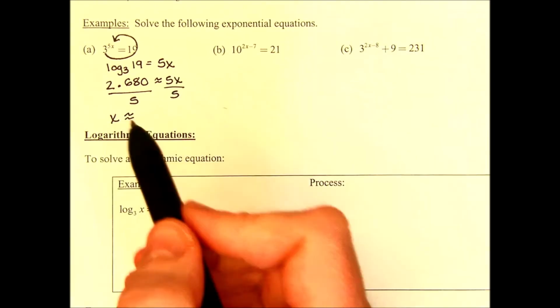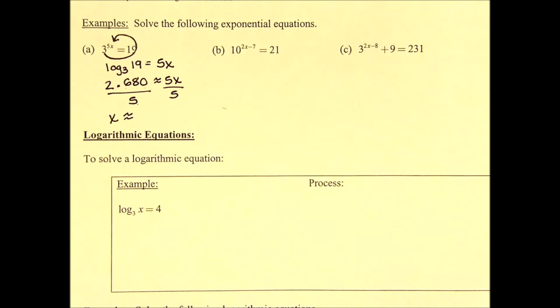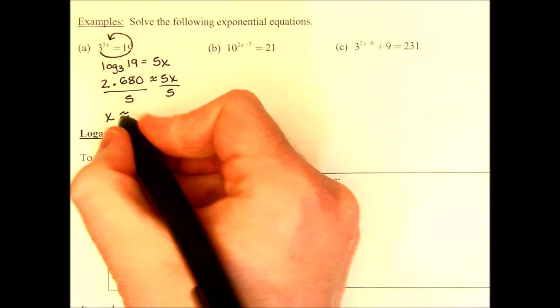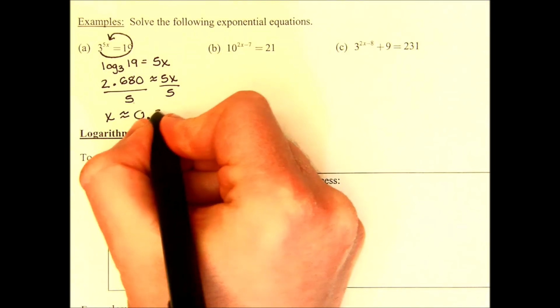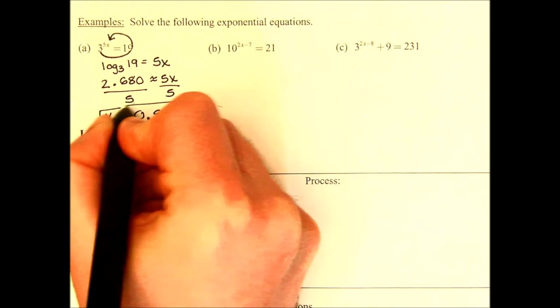Again, I'm not going to do 2.680 divided by 5. Instead, I'm going to take the much longer thing still on my calculator, and I'm just going to push the divide by 5 button. I'm going to get 0.536 for my answer over here.